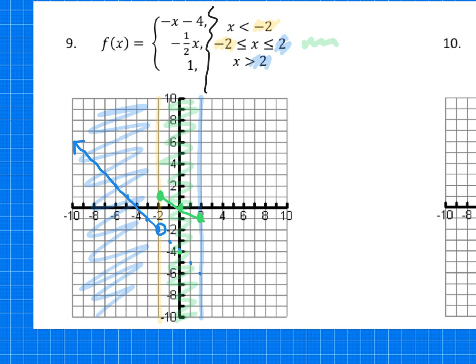And on the very last one, this is again a straight, hang on. This one is just a horizontal line. This is only going to occur in this section. So that being 1, I'm going to put an open circle here because of that right there, and that's going to go out to the right.